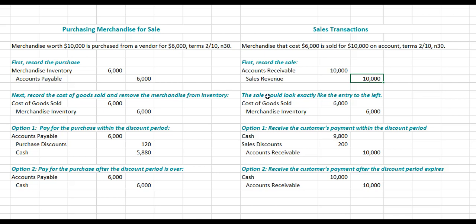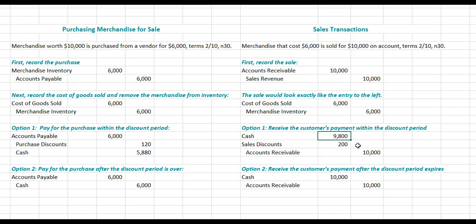And next, recording the inventory that was sold would be just like this entry. We're going to increase cost of goods sold and credit merchandise inventory by 6,000. And then if we receive the customer's payment within the discount period, we're going to take the entire amount again out of accounts receivable because it's satisfied. Okay, it's done. The amount of sales discounts on this would be $200, 2% of $10,000, and the cash that we would receive from the customer would be the difference, $9,800.